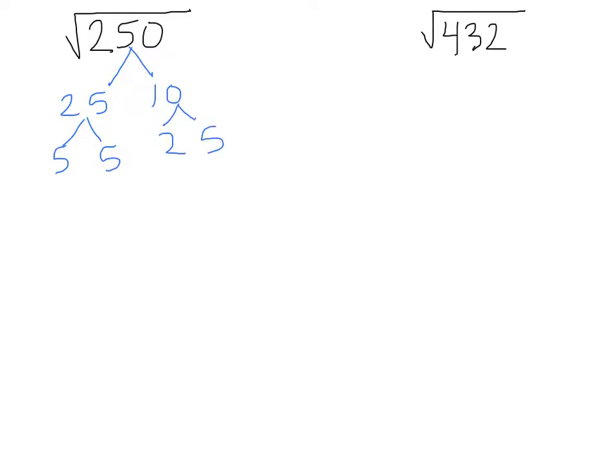Next step is to circle and cross out your pairs. So I have a pair of 5, so I'm going to circle one, and I'm going to cross one out. The only other two numbers that I have left are 2 and 5. Those are not pairs, so I don't do anything with those.